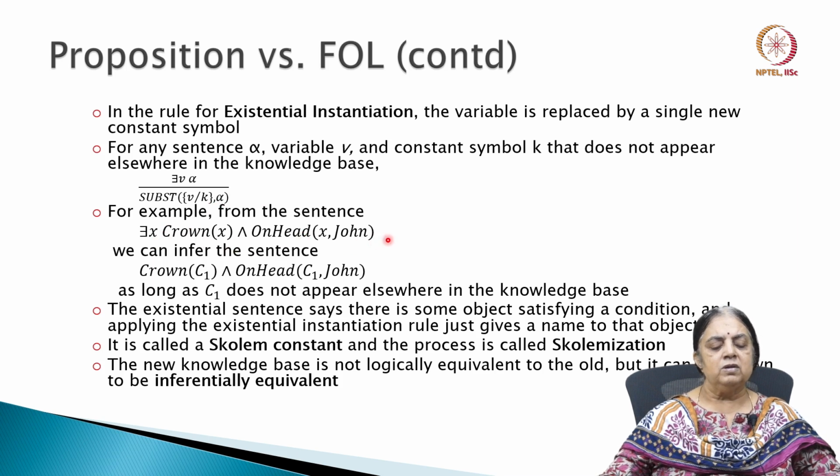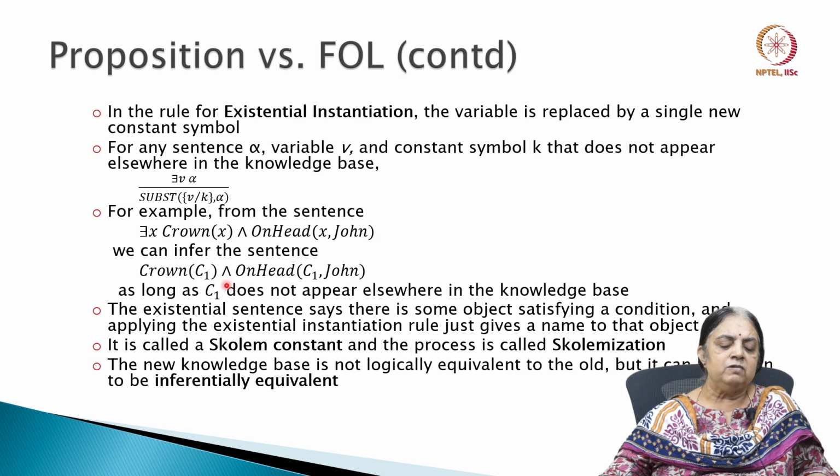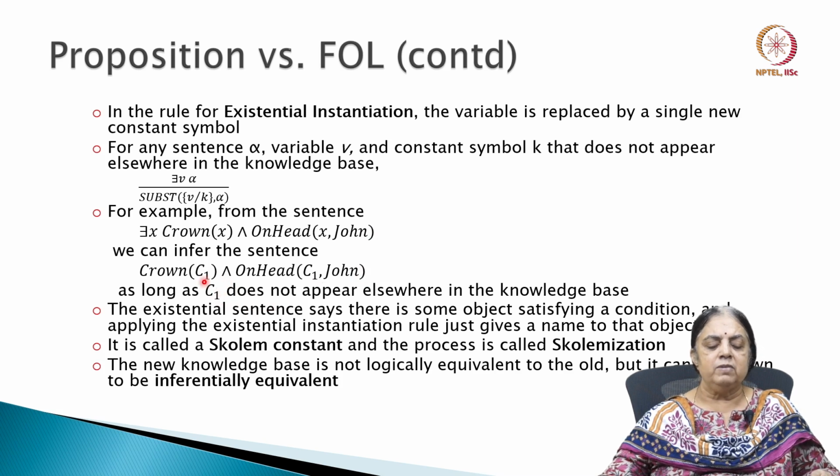You can remove this exists x, and x can be substituted by some particular constant, say C1. So you are saying Crown(C1) and OnHead(C1, John). You can replace the first sentence by this sentence. Obviously you need to see that all the variables are unique. You don't use the same variable many times.